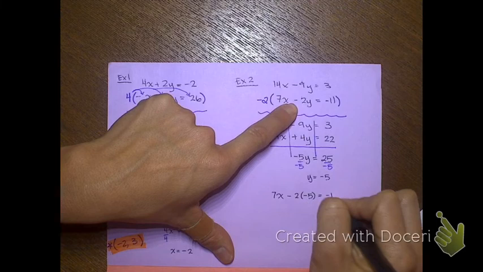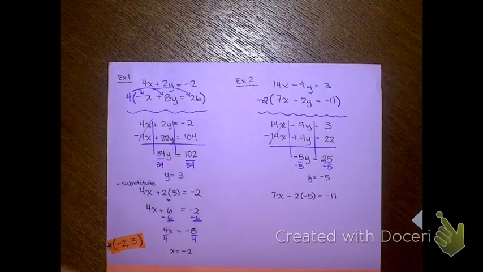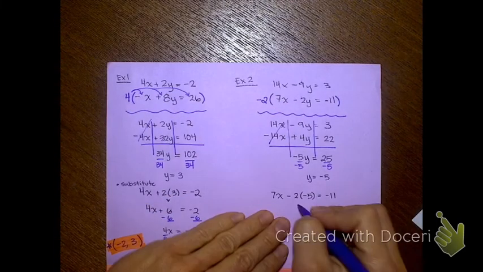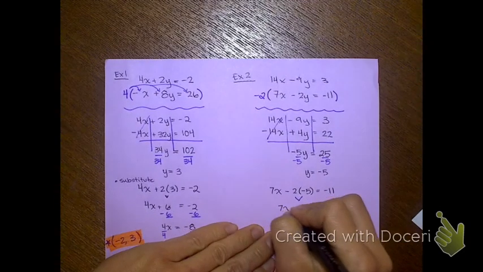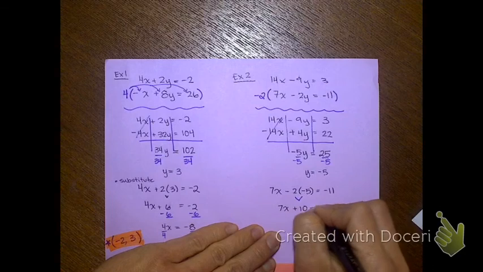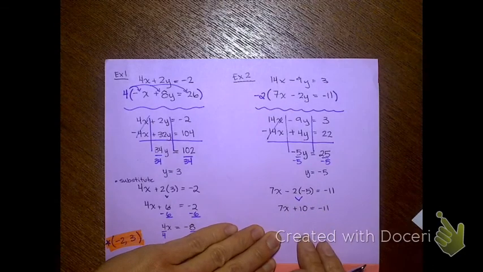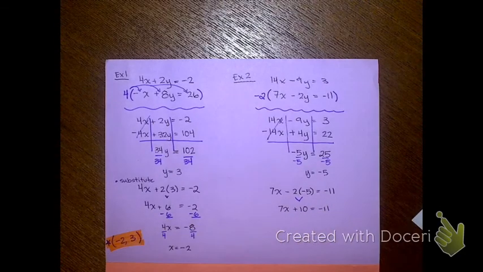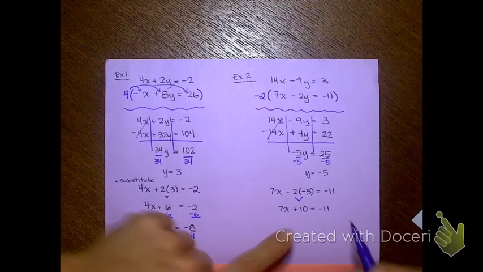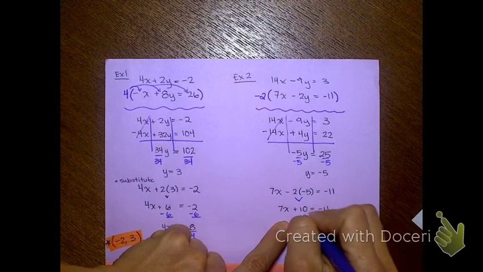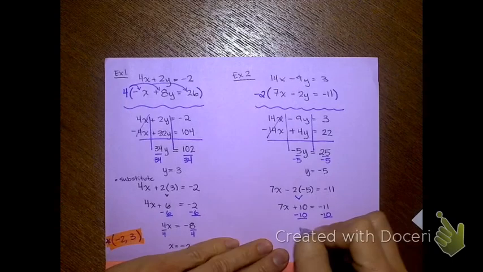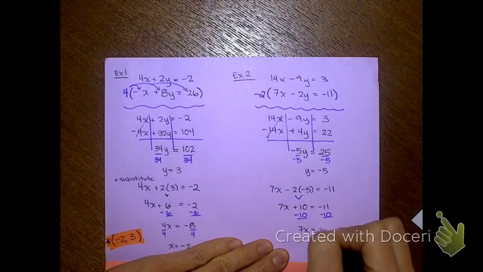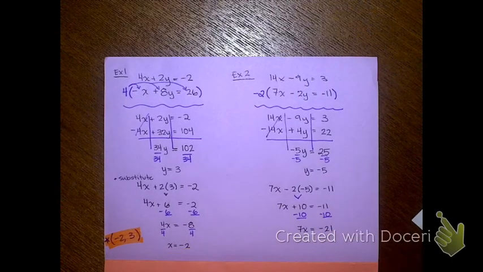Hold on, are we supposed to do negative 14? Let's go ahead and see what we get here. When I multiply negative 2 and negative 5, what do I get for that part? Positive 10. Okay, now how am I going to continue solving there? What needs to go next? Get rid of this 10, subtract it. Okay, we get 7x equals negative 21.